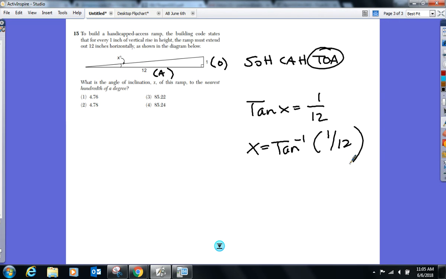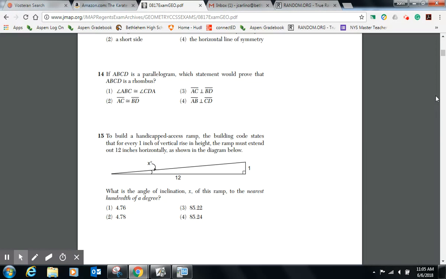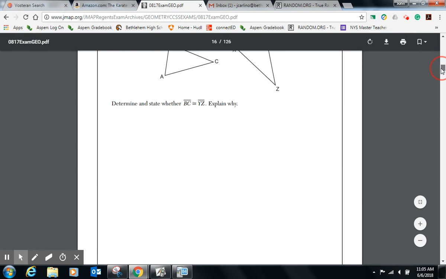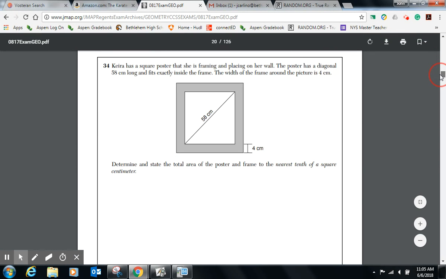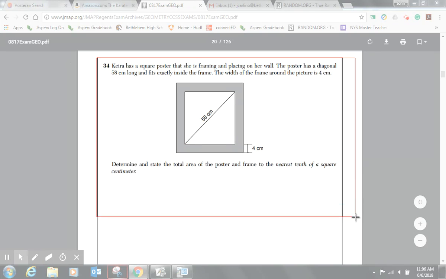More here. Let's go. Next up, Kate, go. Sorry. 34, everybody. Okay, Kira and her poster. This one was a tougher one, no doubt. That's why I was in the part 3 section.